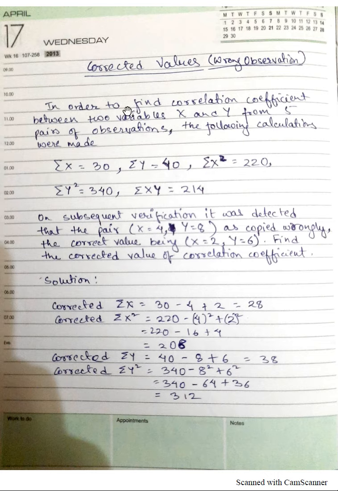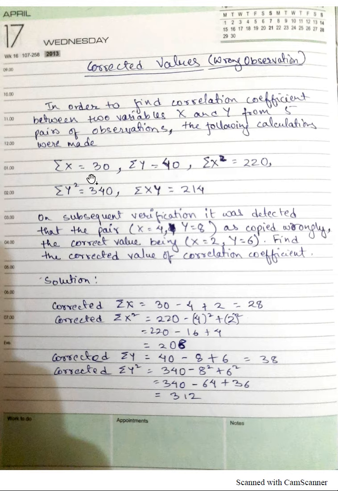Here it is given, in order to find the correlation coefficient between two variables x and y from 5 pairs of observations, the following calculations were made. So these are the calculations that were made to calculate the correlation coefficient from 5 pairs of observations, between x and y.